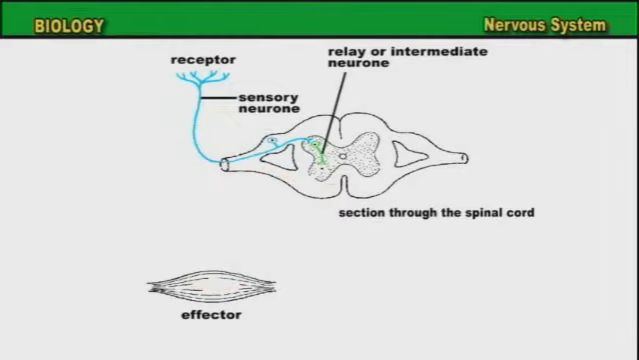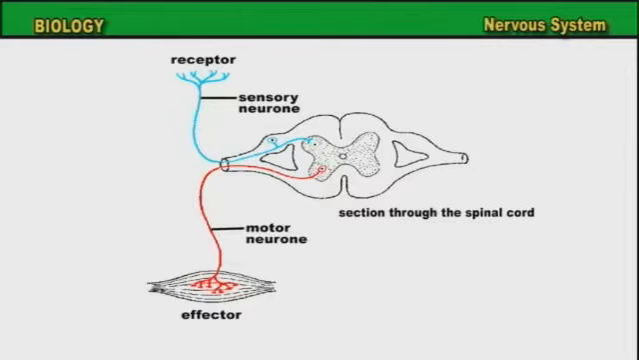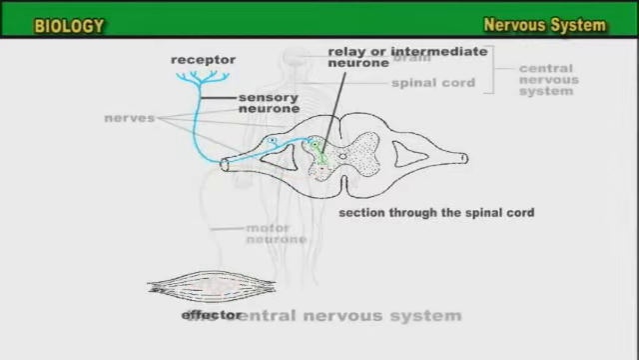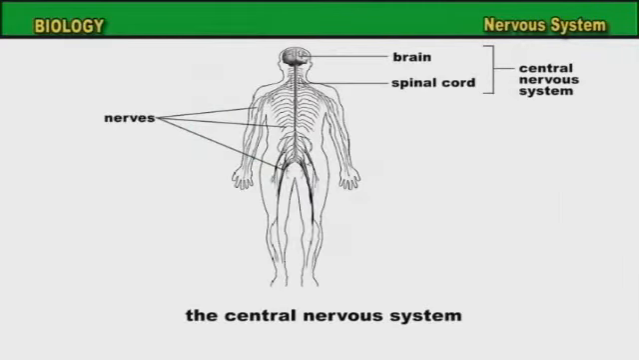The motor neuron carries a signal from the central nervous system to the effectors. It connects directly to the effectors. The intermediate or relay neuron creates a link between the sensory and the motor neuron. They are found in the central nervous system.